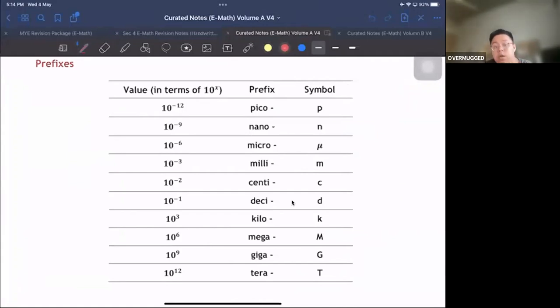A simple memorization technique is to remember that all the powers are always in multiples of 3. So that's how I always remember. Then just go pico, nano, micro, milli, centi, deci, kilo, mega, giga, tera. And then you just repeat this every day, it will come to you naturally.